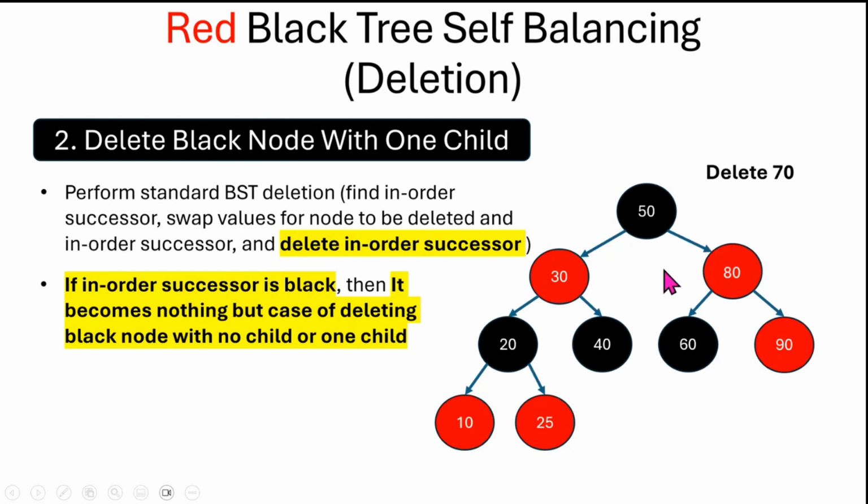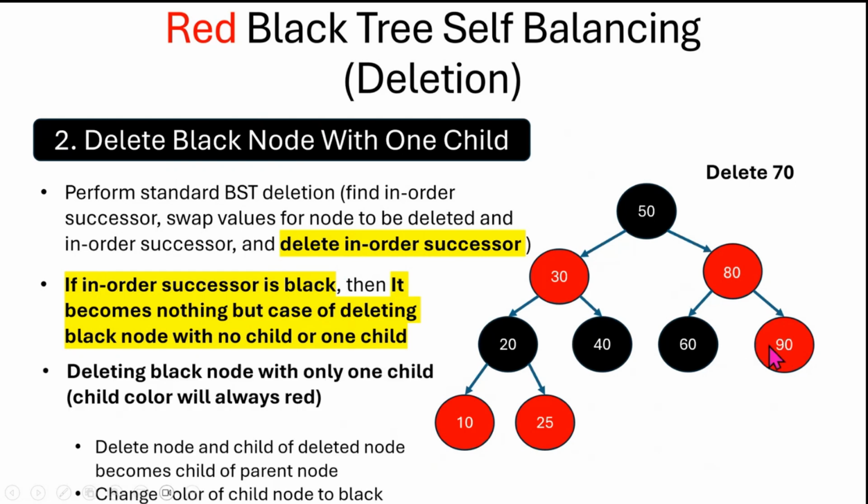How? If you see, all other paths have an extra black node, right? 1, 2, and null is 3. Here it is not there. 1, 2, 1, and null 2. So 1 is lacking because we deleted the black node here. But we replaced it with the red node. So we can easily mark the red node black to balance that height, right?